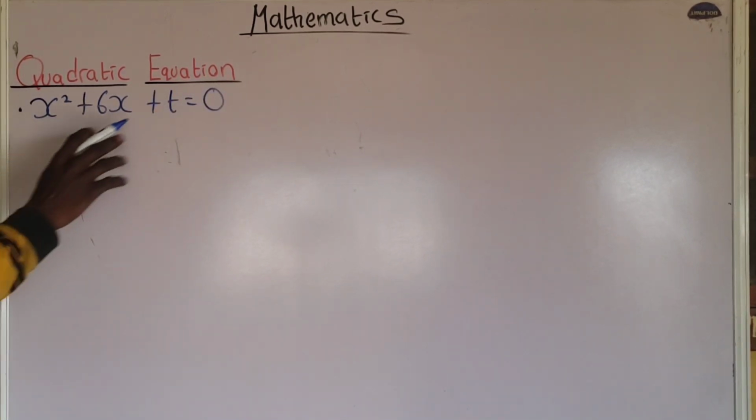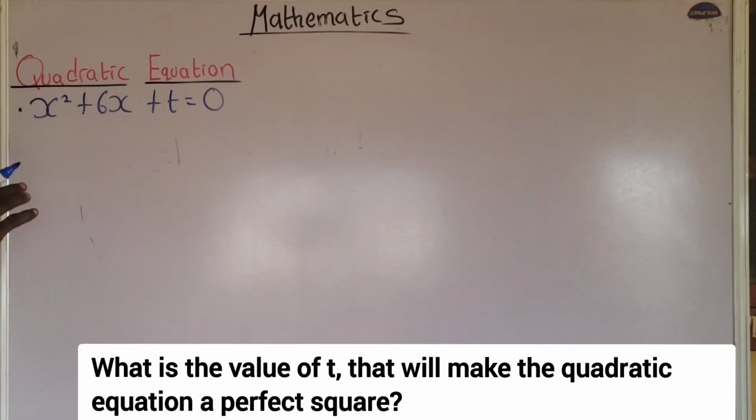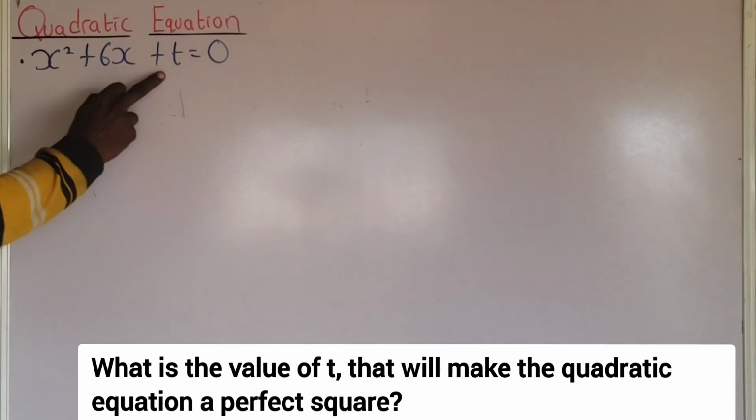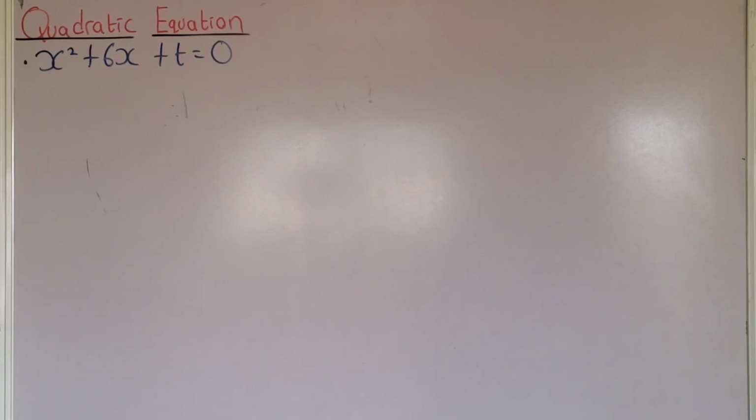Now, t is unknown in this quadratic equation. What is the value of t that will make this quadratic equation a perfect square? What is the value of t that must be added to x squared plus 6x to make it a perfect square? I'm going to give you some important tips that will enhance your skills in solving this type of question.